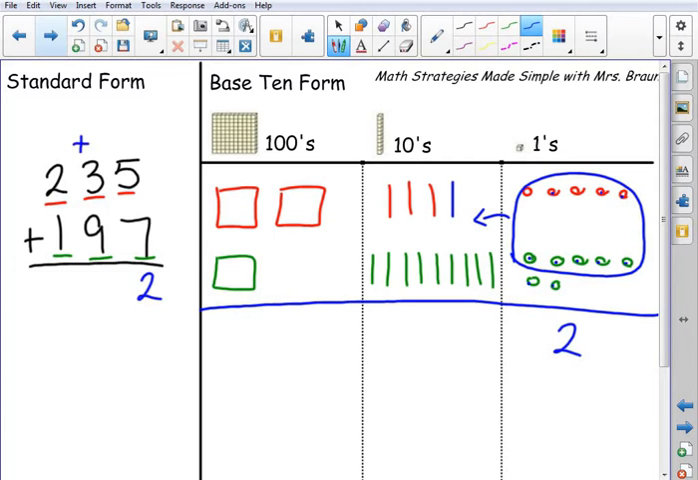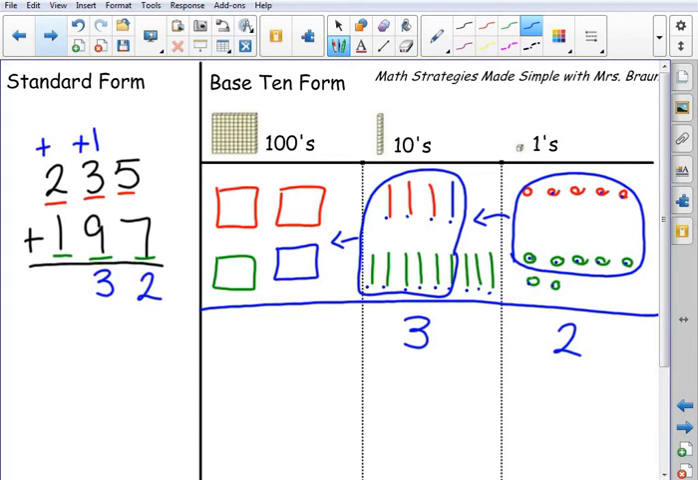Then I regroup up into the tens place. Now I have 1, 2, 3, 4, 5, 6, 7, 8, 9, 10, 11, 12, 13. Again, I'm going to take 10 of those tens now, change the way they look. 10 tens is the same as 100, which leaves me with 3 tens in the tens place. I regroup 10 of them up to make 100, which now I have 4 hundreds.